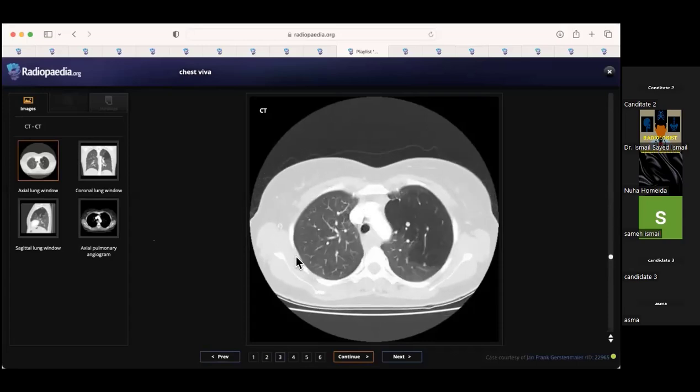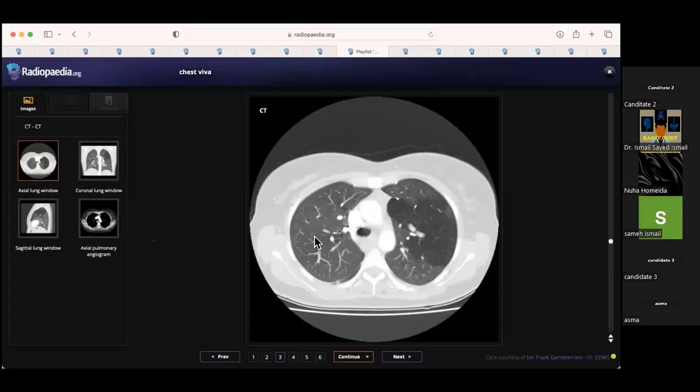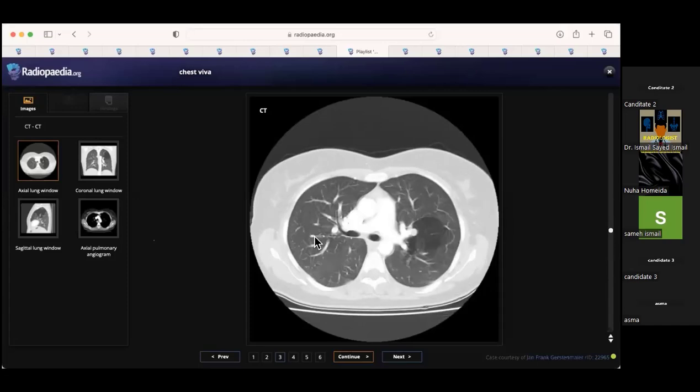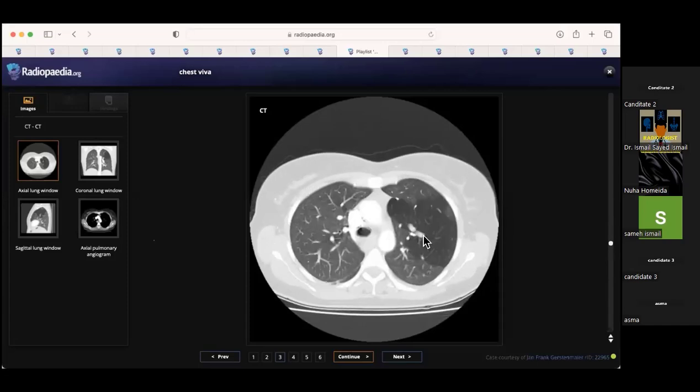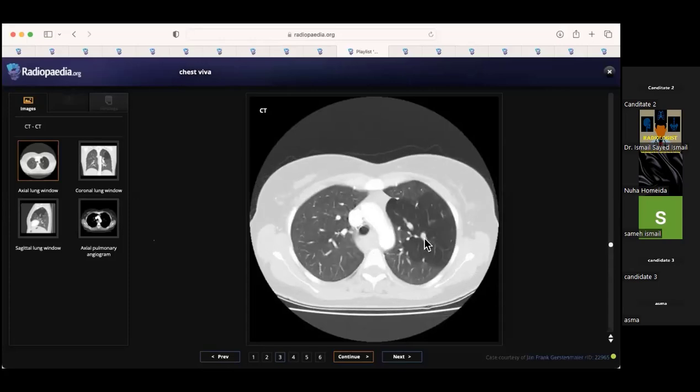Okay. So what else could it be apart from emphysema? The blood vessels. Okay, the vessels are maintained. Yeah, so the vessels are maintained. What do you think about these bronchial branching here? What are they filled with?